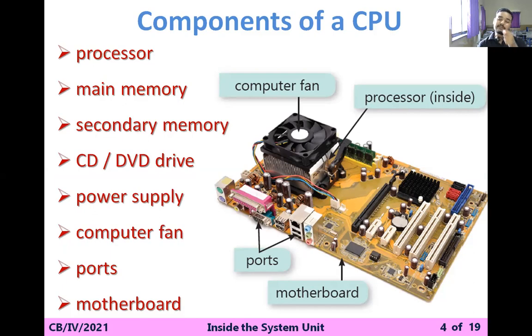Ports means where we connect our USB, VGA cable, sound cable, and all that. Main memory means RAM, ROM. Secondary memory means your hard disk and all that. Okay, CD, DVD drive, which we use, computer fan and all that. So we are going to see all those parts in detail.